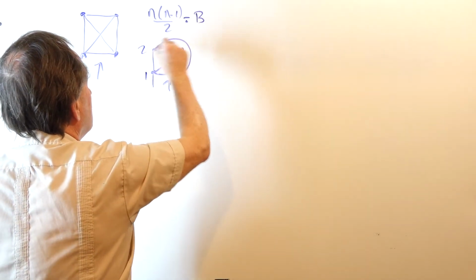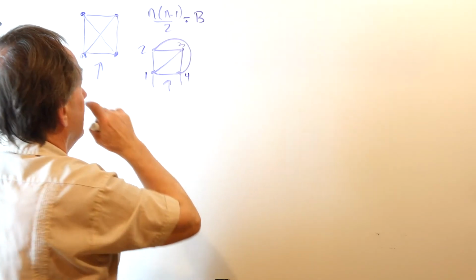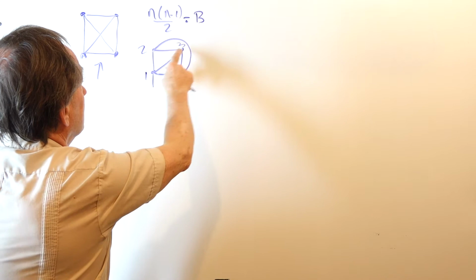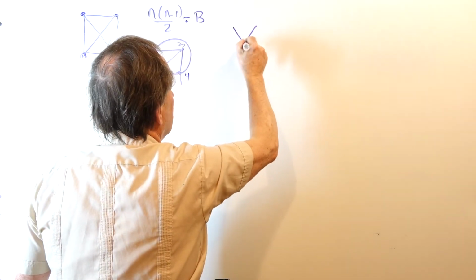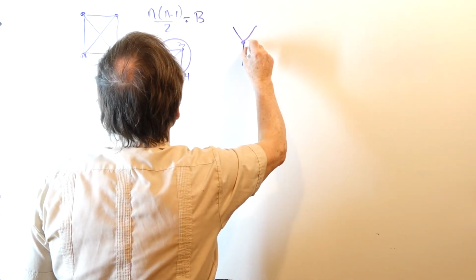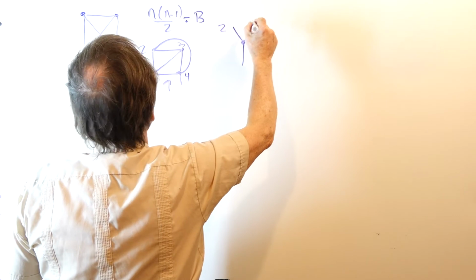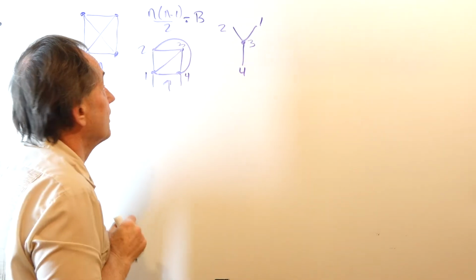We have node 1, 2, 3, and 4. And I want to use node 3 as my Y, my neutral node in the Y. This is 3. This would be 2. This would be 1. This is 4.